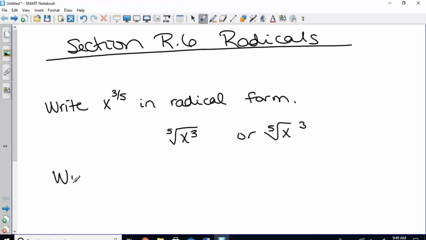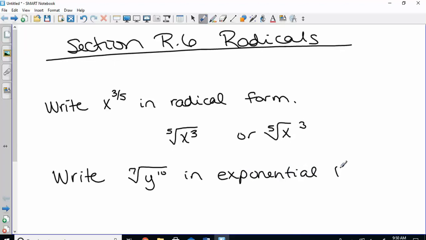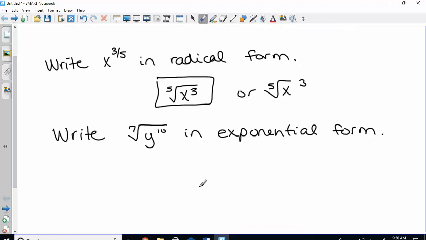Okay, if we went the other way, if I said to write the 7th root of y to the 10th in exponential form. So we can see it with a radical, or we can see it with an exponent. This would be y to what power? That index on the radical is your denominator every time.